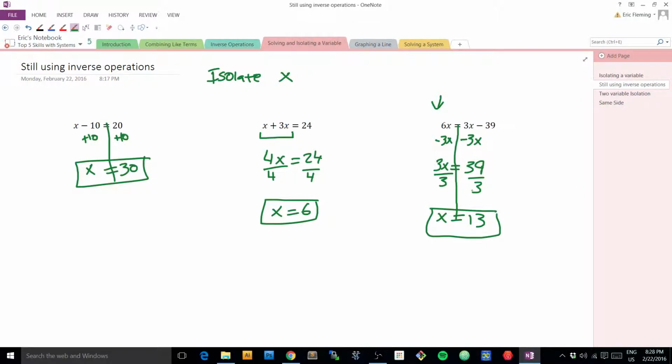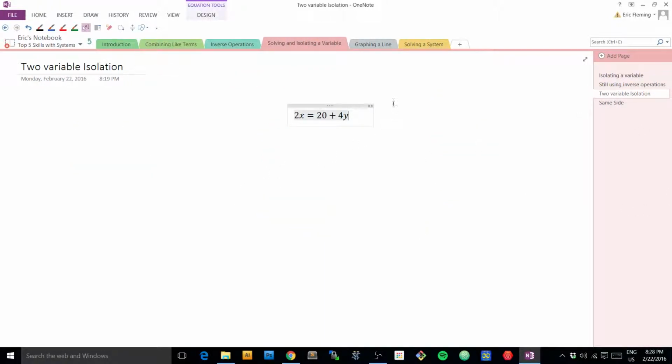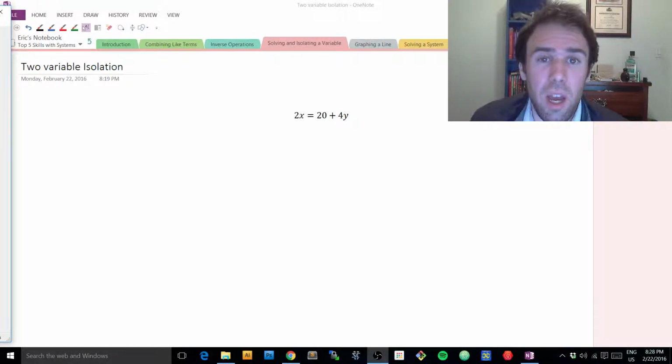So as I was saying earlier, when we say the phrase isolate x, it's really saying solve for x. Get x all alone on one side of the equal sign. It gets interesting when we start putting in two variables. And so you can see here in this equation, we have an x on one side and we have a y on the other side.